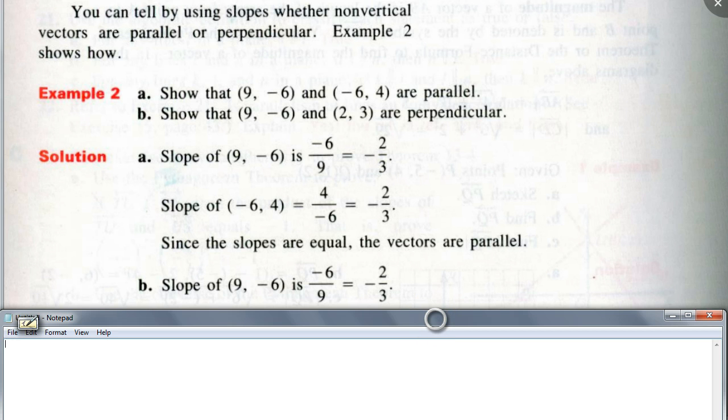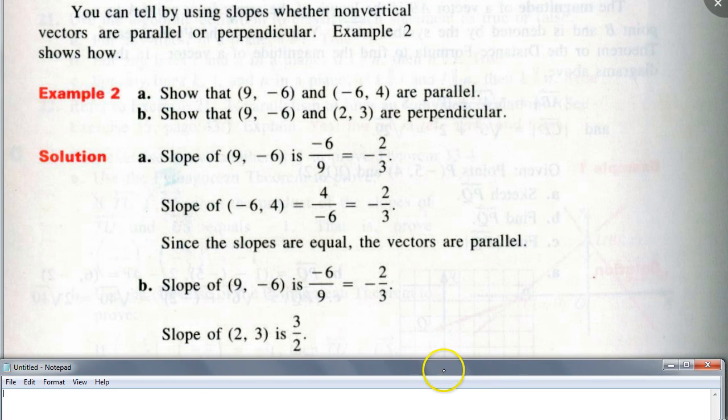ratio of change in y over change in x. So it's simply 2/3, isn't that right? I mean 3 over 2. Right? Because 3, the y coordinate, tells you the change in y.